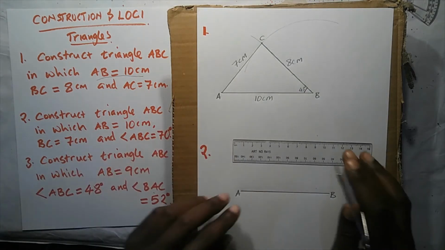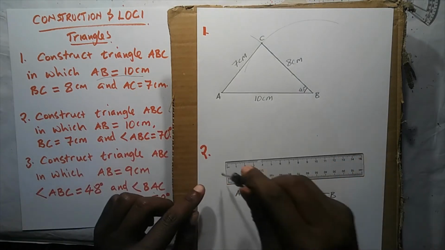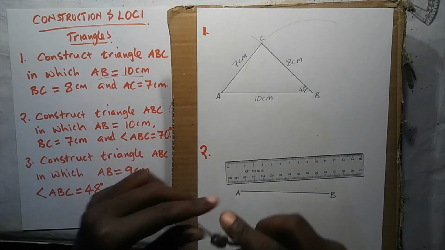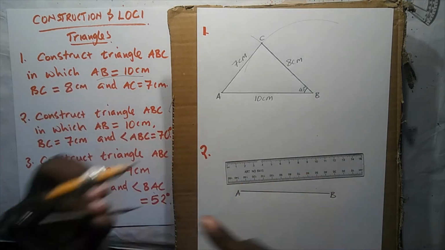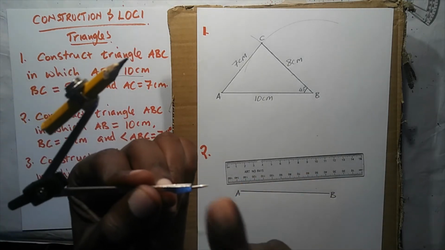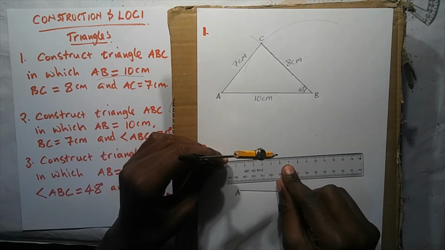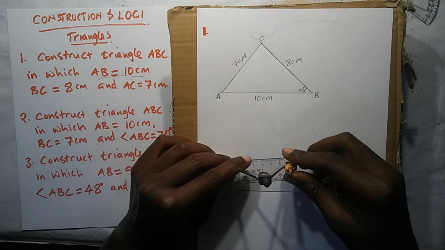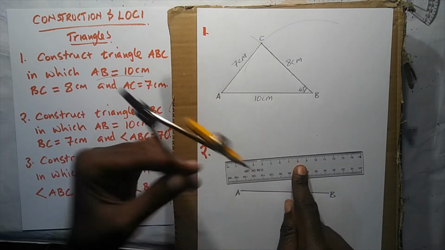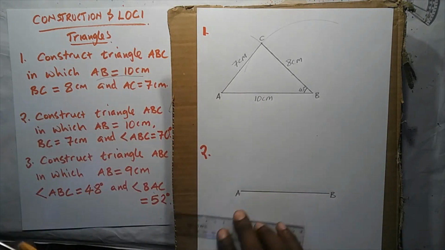So you get your ruler here. Okay, make sure you are using centimeters. And then you measure 7 using your compass. So you stick the pointer at 0. You stick it at 0. And then you open this other part to 7. So you have made a radius of 7 here.